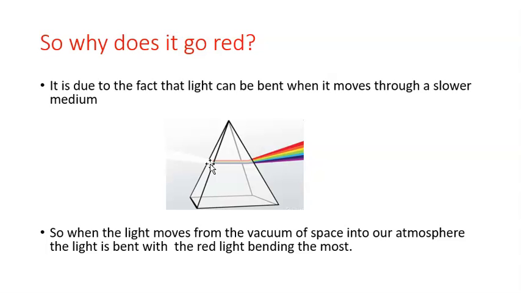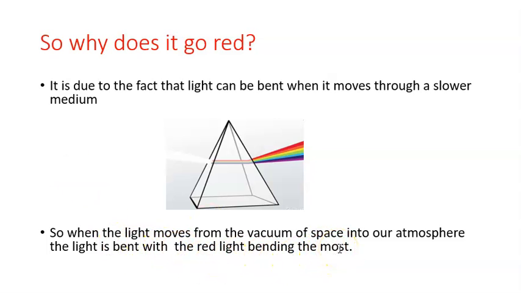because the light with the shorter wavelengths and the higher frequency will go through the prism without refracting that much. But when you look at red light, because it has the longest wavelength and the lowest frequency, it actually refracts the most. So when light moves from the vacuum of space into our atmosphere, the light is bent, with the red light bending the most.